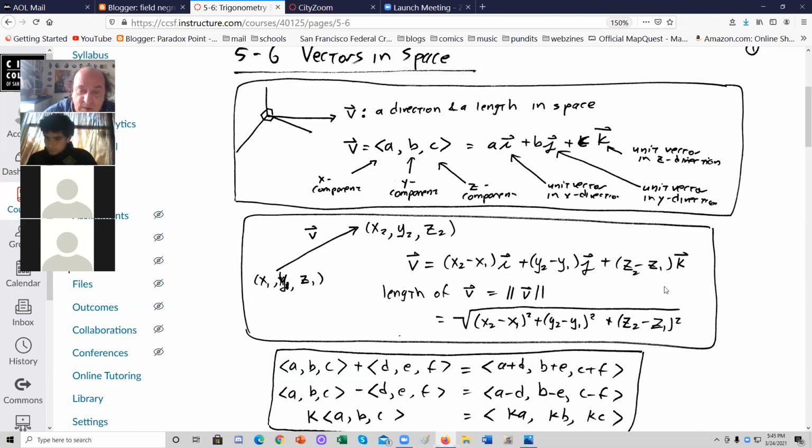The length of the vector v, written as before with a v with a sort of double absolute value sign around it, is the square root of the sum of squares of differences of components. Again, like with 2 dimensions, only we add one more term with the difference of z's.